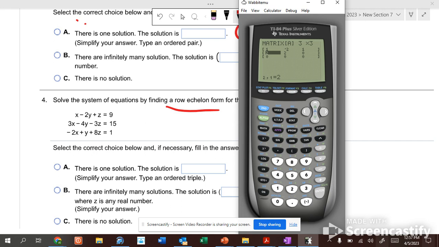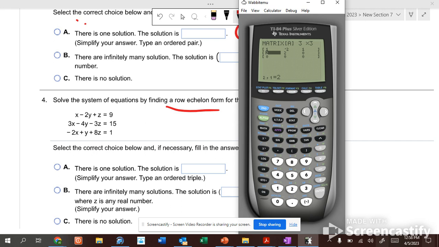Because we're just doing this side as one matrix and this side as a separate matrix. Okay? Now earlier today, we were doing a 3x4 when we were doing that row echelon form stuff, which was a pain in the butt. Okay? So this, using the graphing calculator, we're doing a 3x3 and a 3x1.